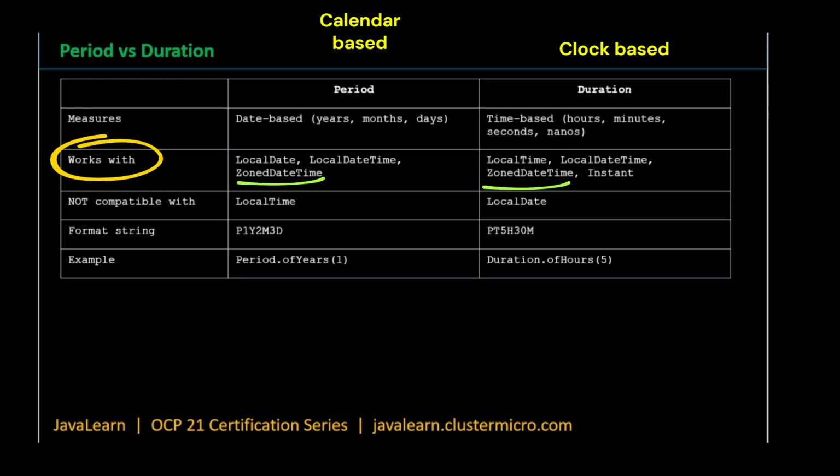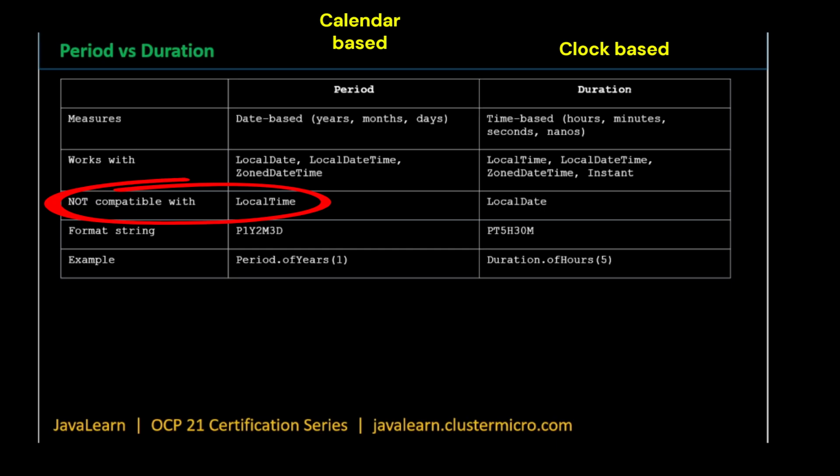Period is not compatible with LocalTime. LocalTime has no date component, no year, no month, no day. So Period needs those fields to do its work. If you try to add a Period to LocalTime, Java cannot do it. This is a compiler error. Think about it logically. If I say add 1 month to 10:30 am, that makes no sense. There is no date context. What month are we in? What year? LocalTime has no answer to those questions.